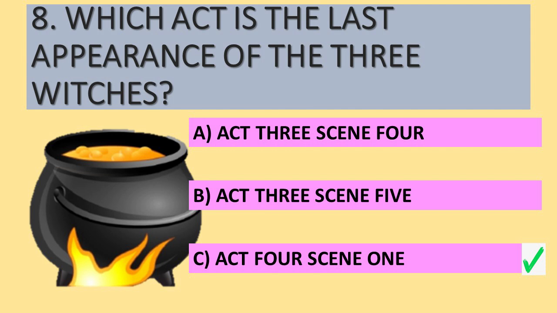Which act is the last appearance of the 3 witches? It's Act 4, Scene 1. It's the cauldron scene, and that's the last time that we see them. Prior to that, we've had the witches being told off by Hecate, and then we've had the banquet scene. That's Act 3, Scene 4 and Scene 5. And then in Act 4, Scene 1, we have Macbeth visiting the witches and finding out about the apparitions.